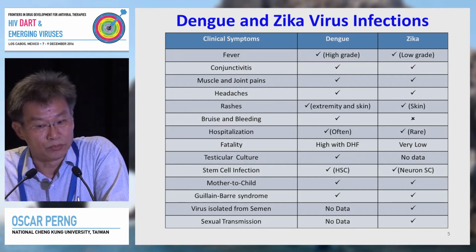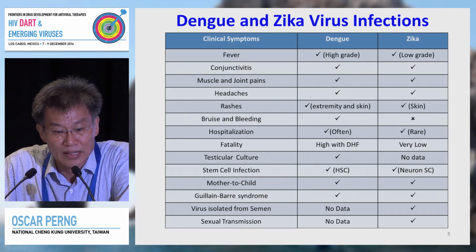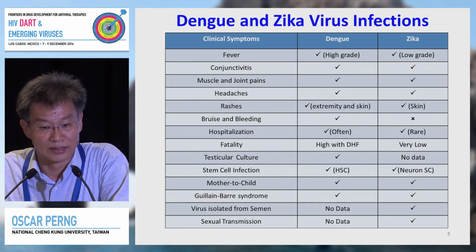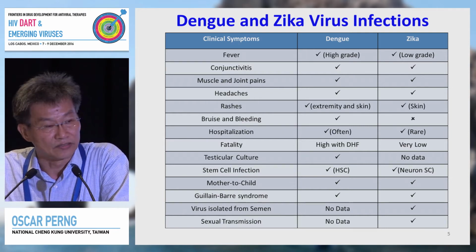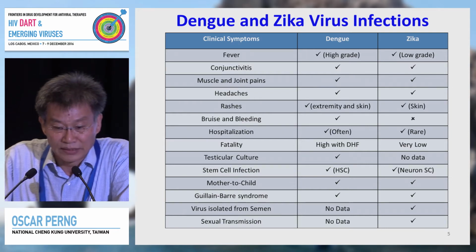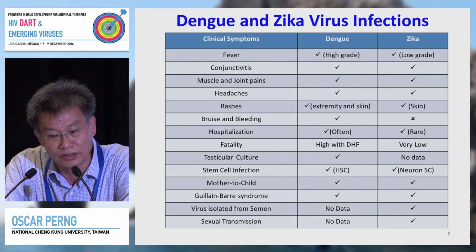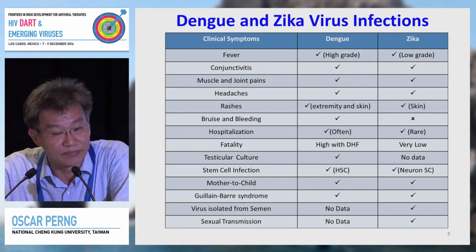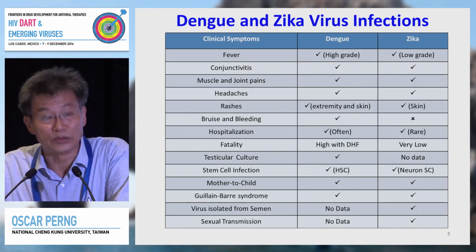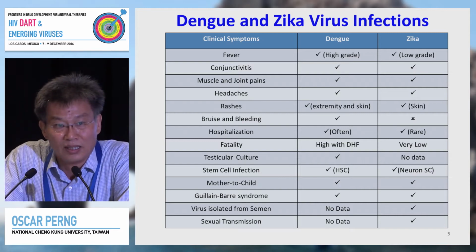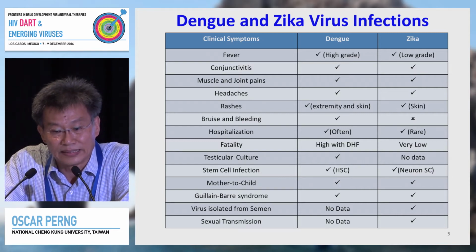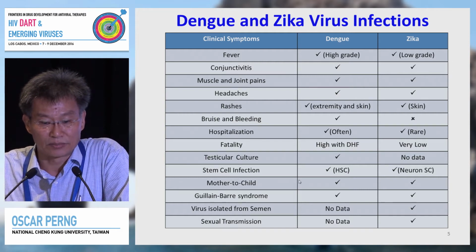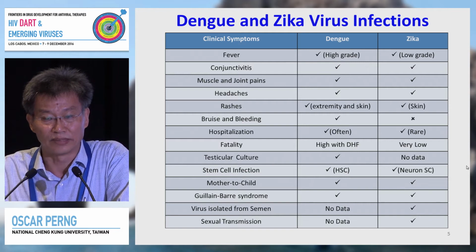Mother to child transmission, both of them are capable of doing so, and whether they can induce Guillain-Barré syndrome, both of them can. And whether virus can be isolated from the semen or not: Zika can be, and dengue has not. So I hope that next time when I come, I will give you the results on whether dengue virus can be isolated from the semen, because we recruited 40 people who were infected by dengue virus, and we're going to follow them every 6 months. So in terms of sexual transmission, Zika has been shown, but dengue has not.